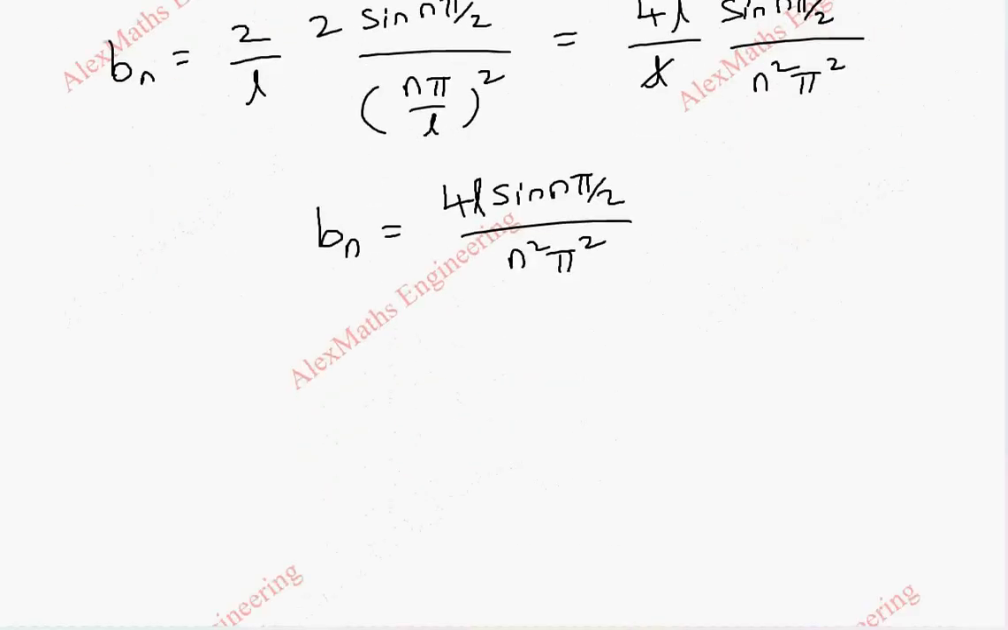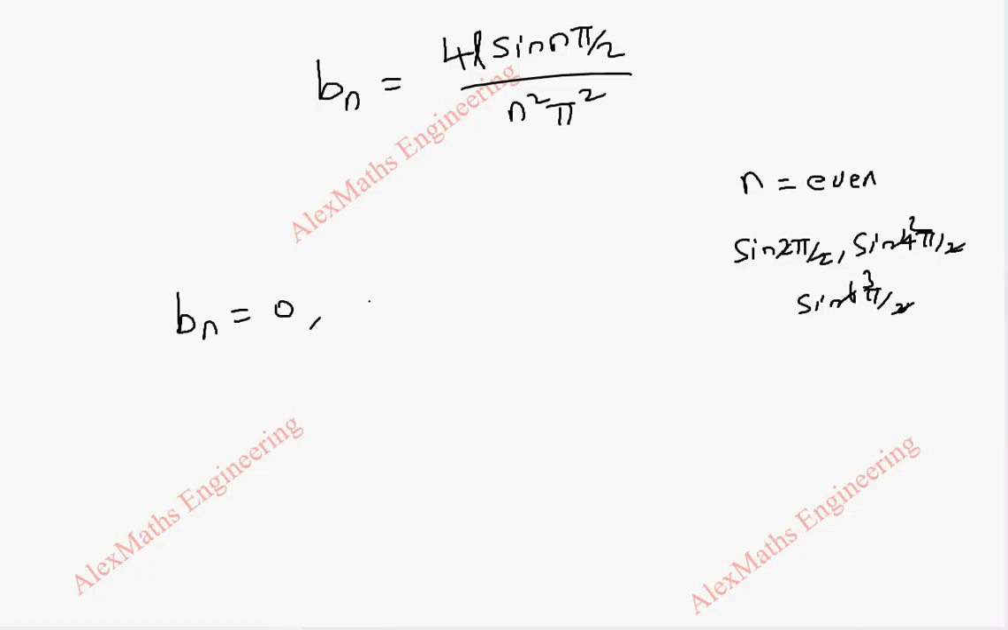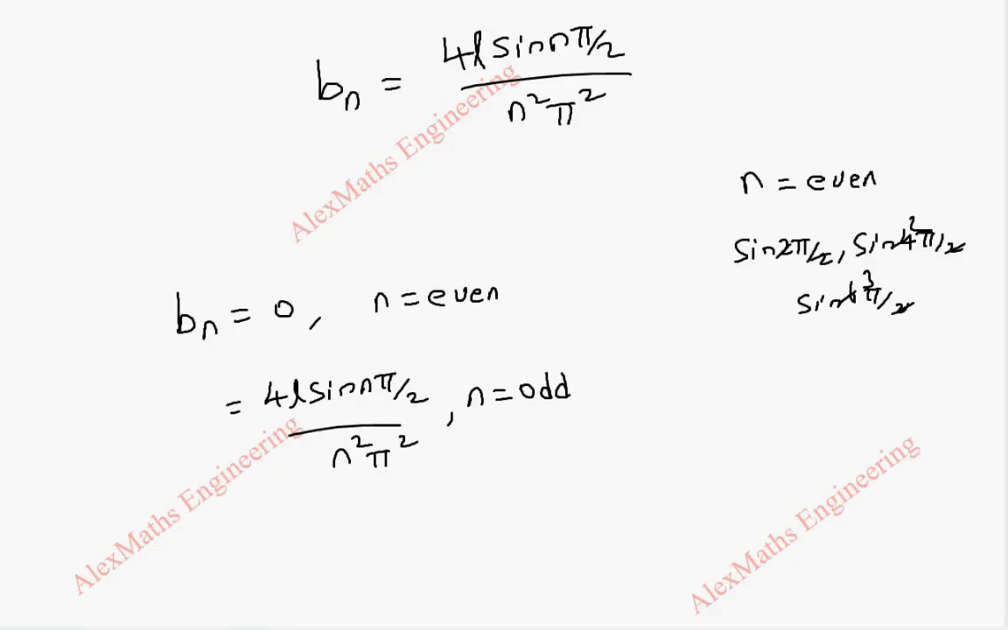And even here, if n is even, we get sin 2 pi by 2, then sin 4 pi by 2, for even n values, then sin 6 pi by 2. So all these things, sin pi, then sin 2 pi, then sin 3 pi, all are 0. So Bn is 0 if n is even, and it exists for odd n: 4L sin n pi by 2 by n square pi square when n is odd. So we got the value of Bn.